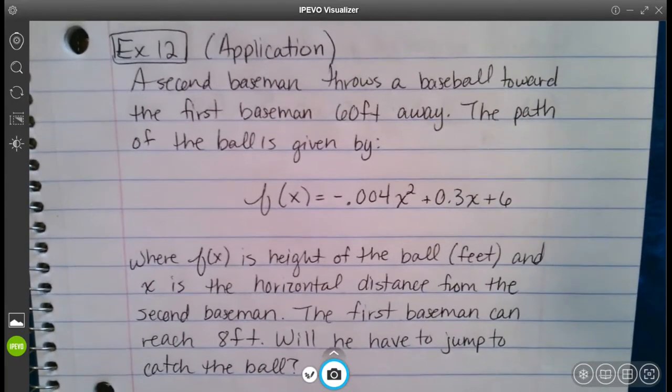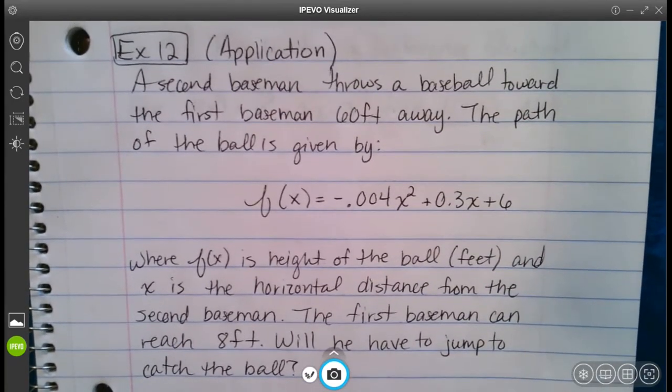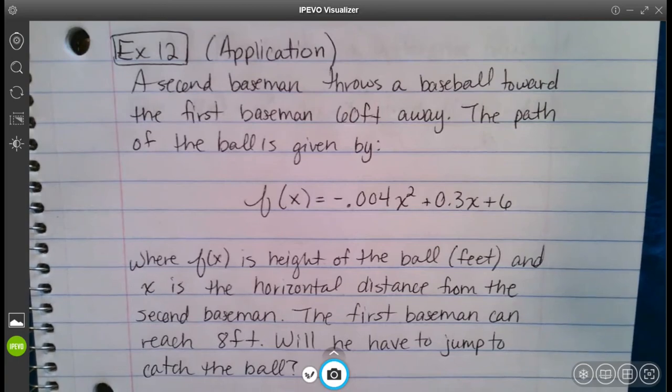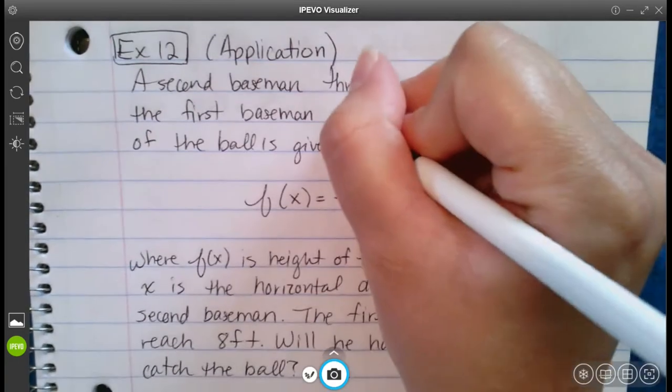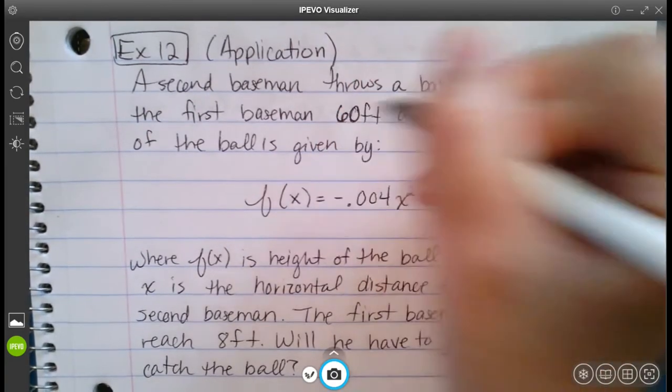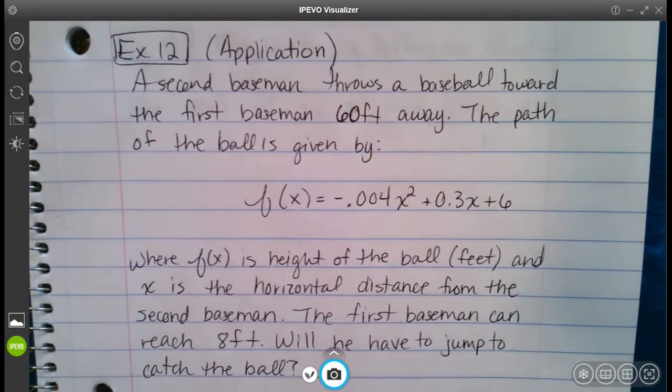There we go. Okay, so it says that a second baseman throws a baseball toward the first baseman 60 feet away. This is a 6-0. The path of the ball is given by this function here, where f of x is the height of the ball and x is the horizontal distance from the second baseman. The first baseman can reach 8 feet. Will he have to jump to catch the ball? So here's what we're trying to find.